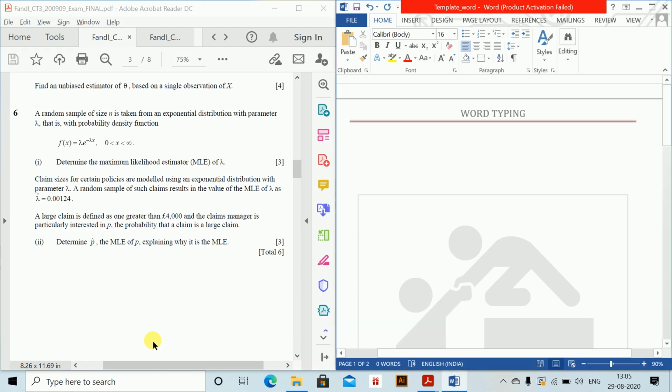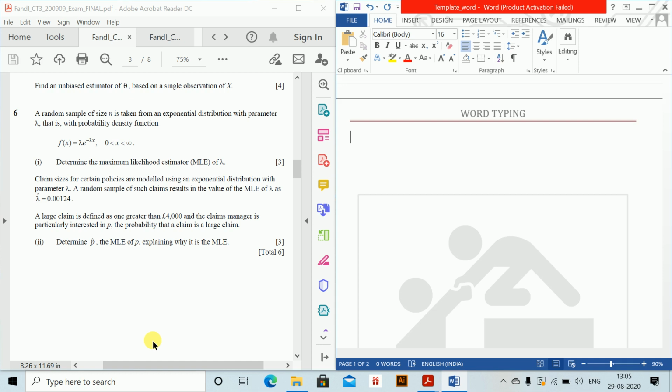Chapter 7 Estimation. So we'll do this past year questions now. A random sample of size n is taken from an exponential distribution with parameter lambda, that is with probability density function f(x) is equal to lambda e to the power minus lambda x for 0 less than x less than infinity. Determine the maximum likelihood estimate of lambda.